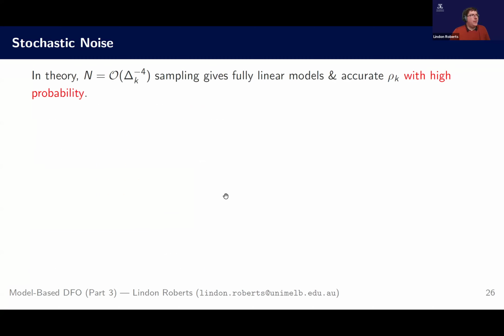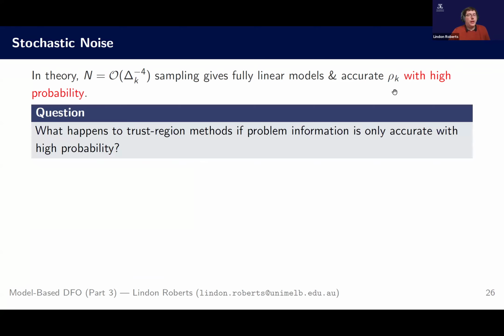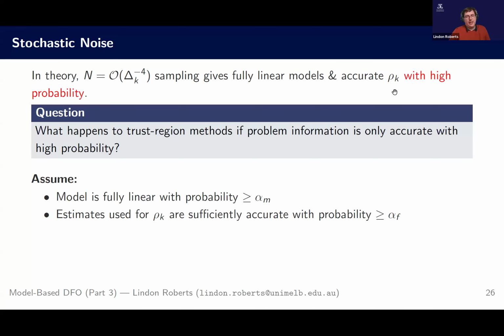So the one thing I need to mention to finish all of this is to say that in theory, this sampling gives fully linear models and accurate decrease conditions, but only with high probability. There's still a chance of failure. So what happens to a trust region method if the information you give it is accurate, but not all of the time? It's accurate with high probability. Does the method still converge? And it turns out the answer is yes.